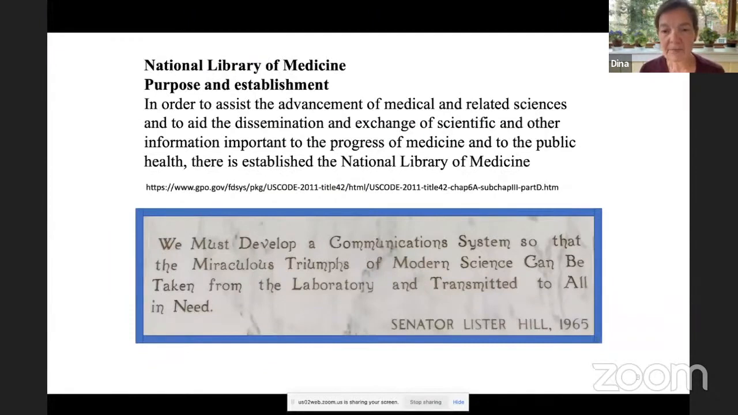Of course, delivering books to medical professionals was established way before 1965, but in its current form, the National Library of Medicine was established by Senators Hill and Kennedy, who realized that when the computers became available, the libraries have to build communication systems to bring the research and the latest findings in medicine to those who practice it, and as they said, to all in need.